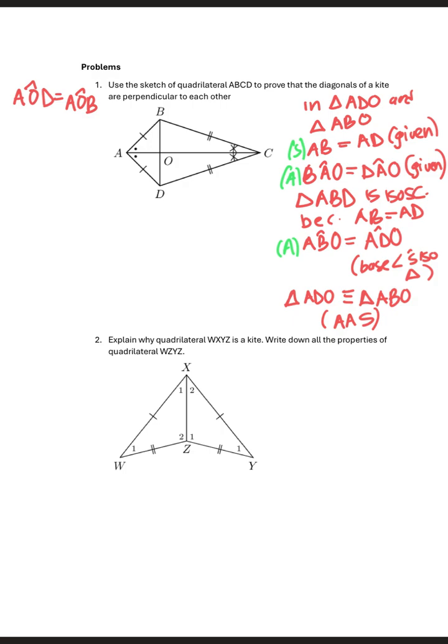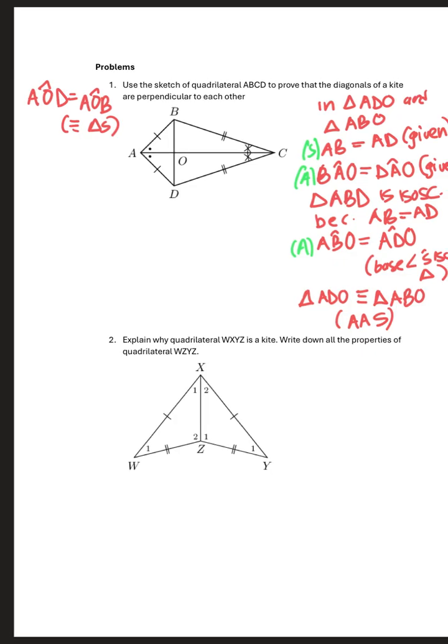Reason: congruent triangles, because the triangles are congruent, meaning they are equal in measurement in all their angles and their sides, right? And then after this, we can say angle AOD plus angle AOB equals 180. Reason: angles on a straight line.